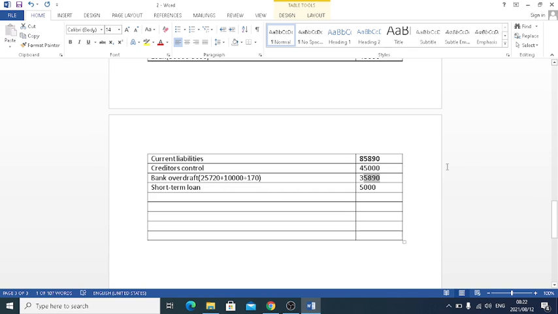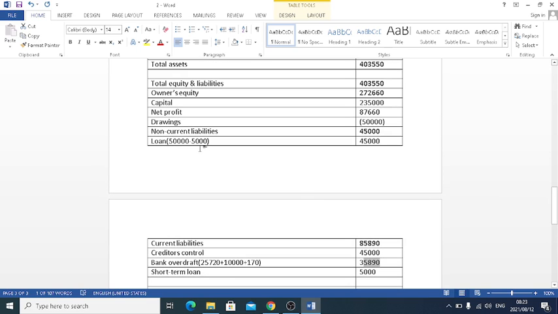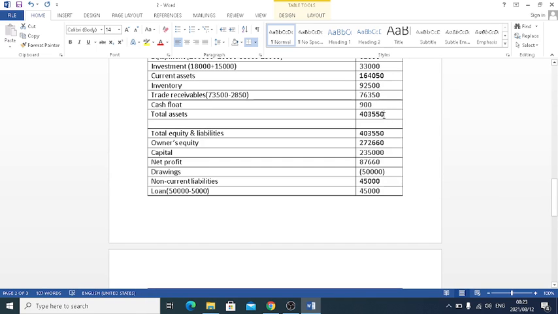Then your short-term loan is the one that you subtracted from your loan amount. You put it under current liabilities as 5,000, and then these three make up this amount. Then the total of your current liabilities, non-current liabilities and your owner's equity forms total equity and liabilities. So these two amounts must be the same. Your total assets and your total equity and liabilities must be the same. So go through what I was explaining and see if you can do it yourself. Thank you.